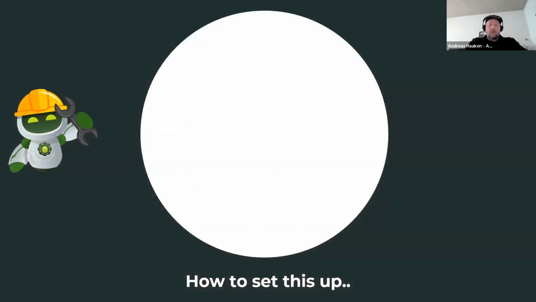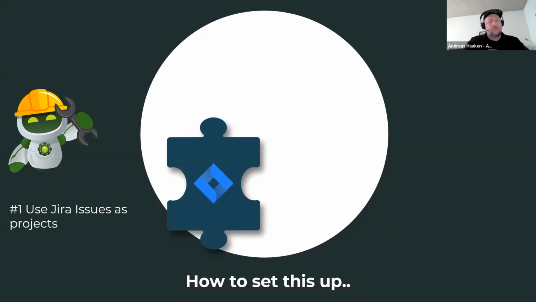So what do you need to set this up? In short words, to wrap up what we have seen right now: first of all, you need as a prerequisite that you use Jira issues as projects, which is also already a good idea if you have smaller projects that are running fast. You need the workflows in it, so that's a good idea to do and start thinking about that.